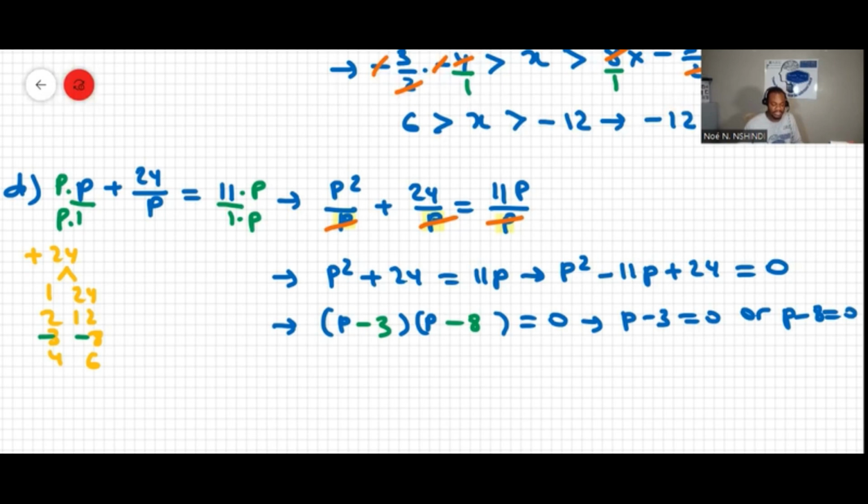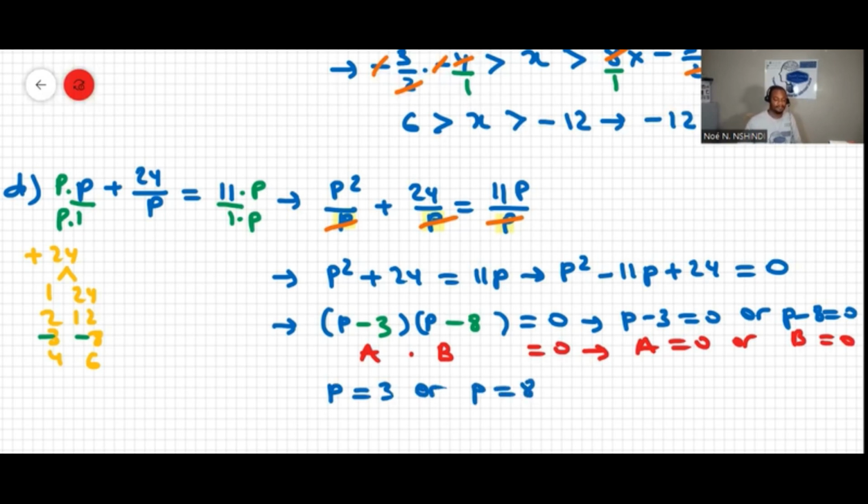Why am I saying that? Because the property says that when you have a multiplied by b equals 0, this implies that a equals 0 or b equals 0. This is the law, one of the properties of math. Then this means that P equals 3 or P equals 8. Okay, that was D1.